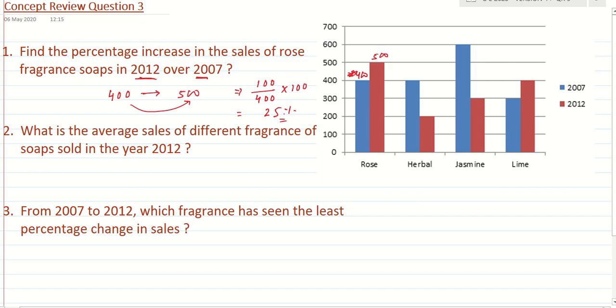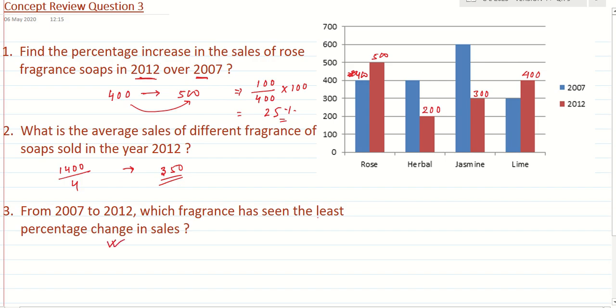25%. Let's go ahead. What is the average sales of different fragrance of soap sold in the year 12? So 12 red colored bar, just add all together, right? Then 300, then 400 and divide by 4. Correct. That's all. Superb. If you add all together, how much you'll get? 1400 divided by 4.